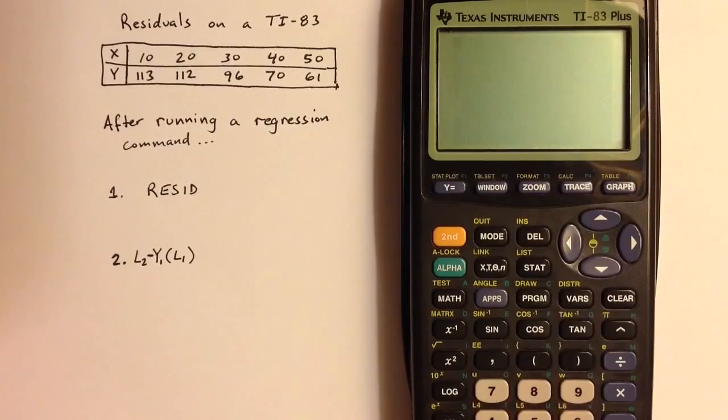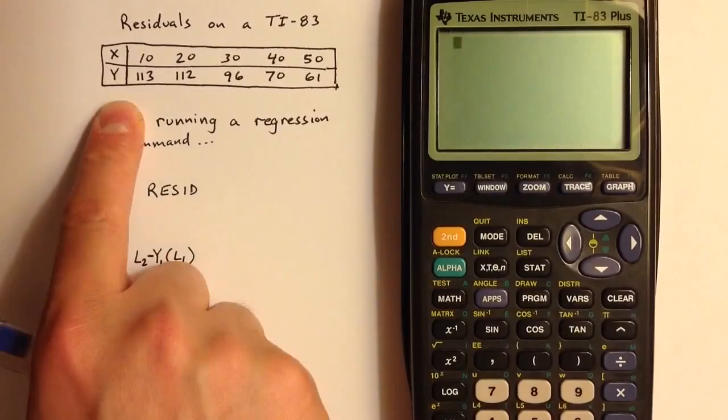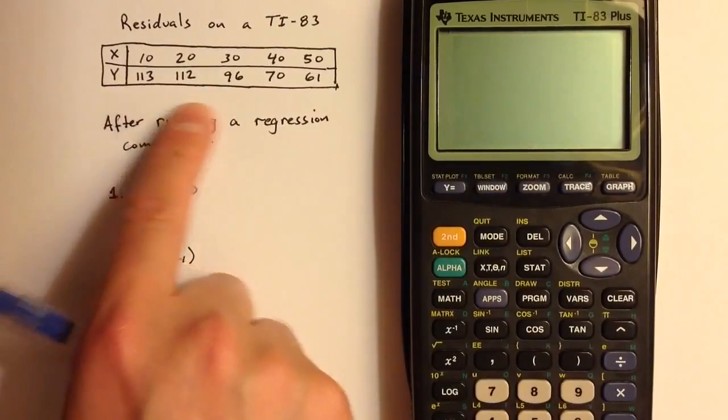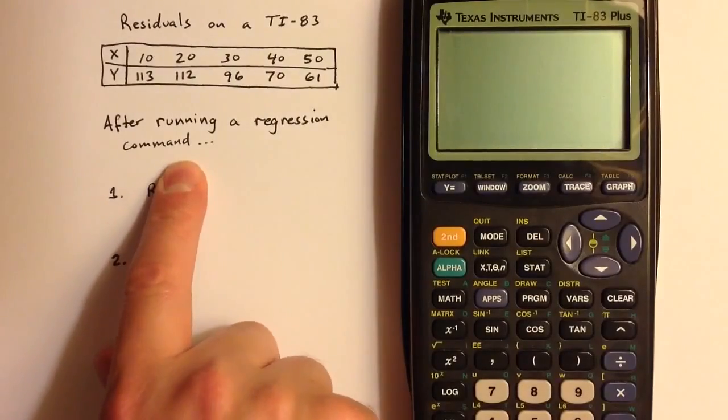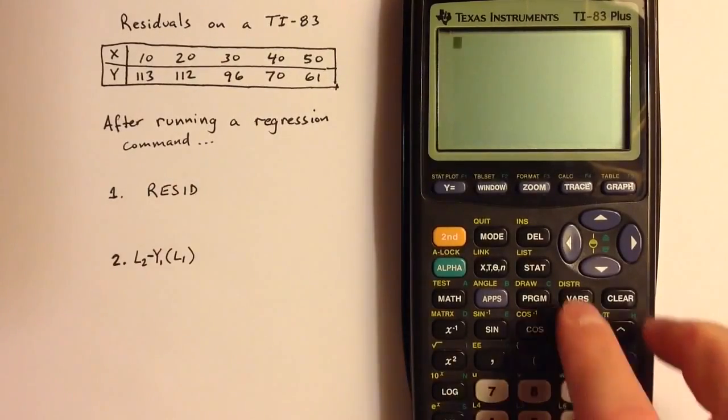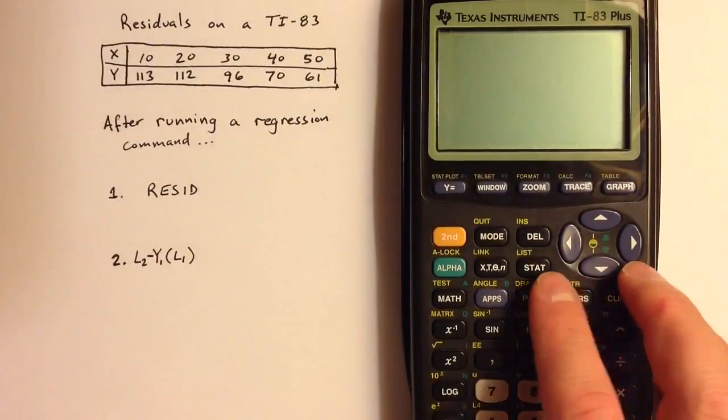Let's take a look at how we would work with residuals on a TI-84, very much the same as on a TI-83 calculator. Residuals relate to regression, so if I have a paired data set, I can first run regression and then we'll take a look at how we can see the residuals that relate to that.